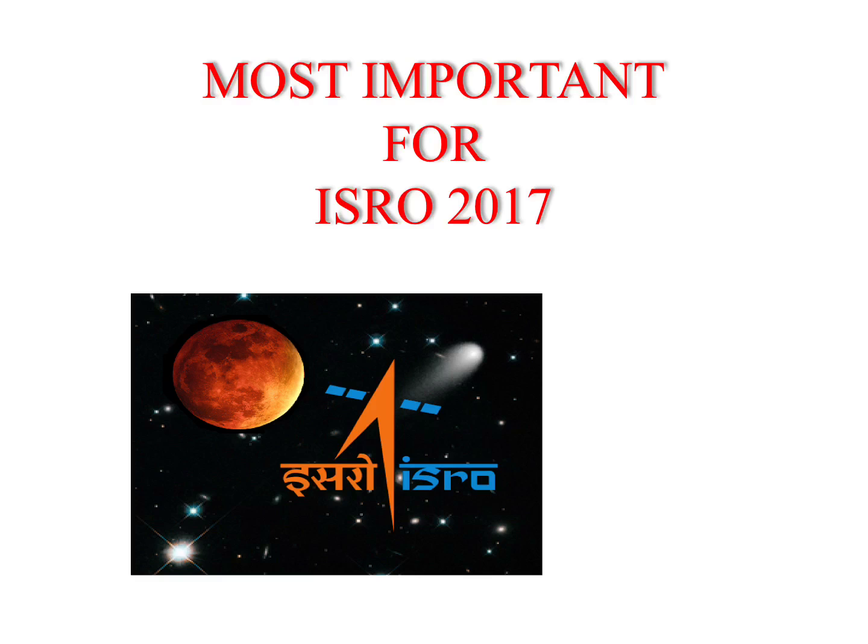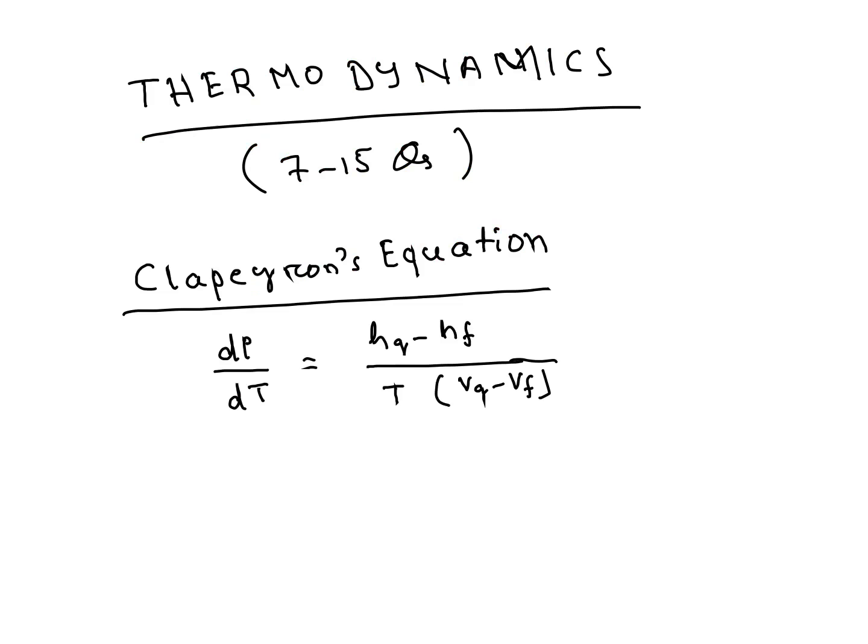This is Thermodynamics part 4 for ISRO examination 2017 quick review. From Thermodynamics, 7 to 15 questions they will ask. Every year they are asking 7 to 15 questions.